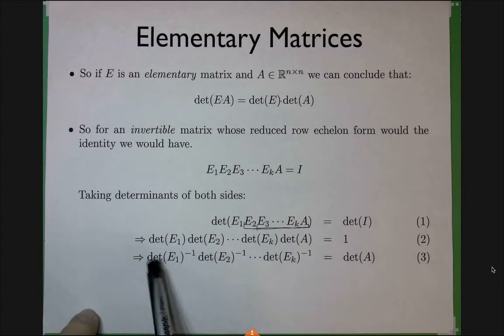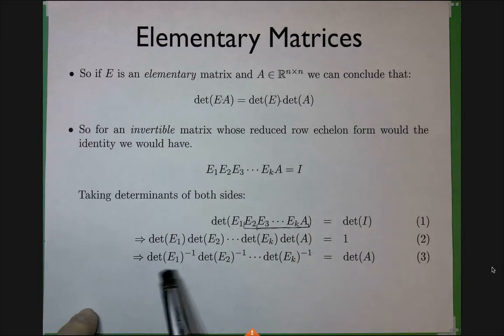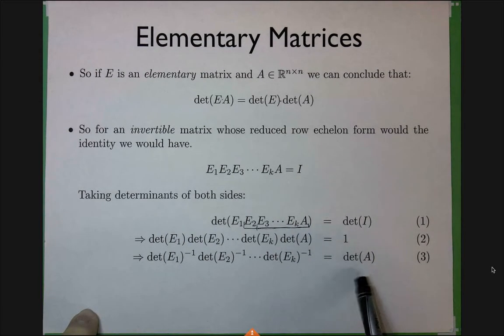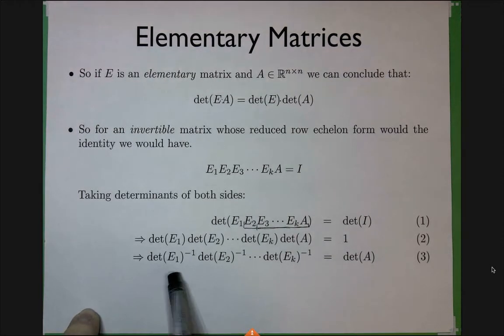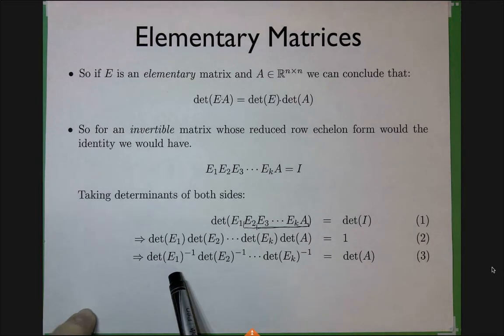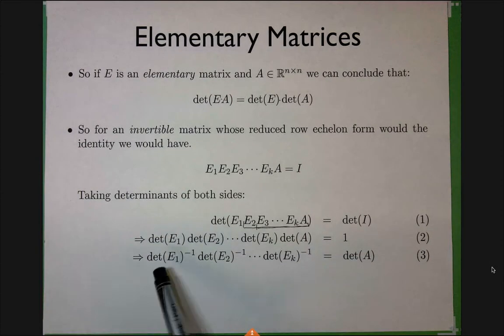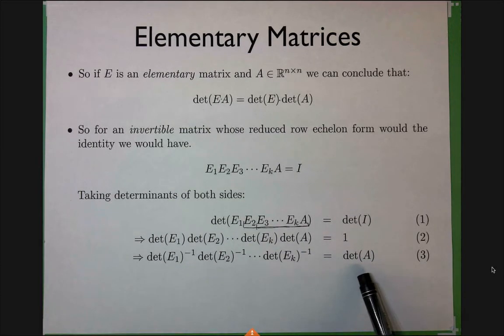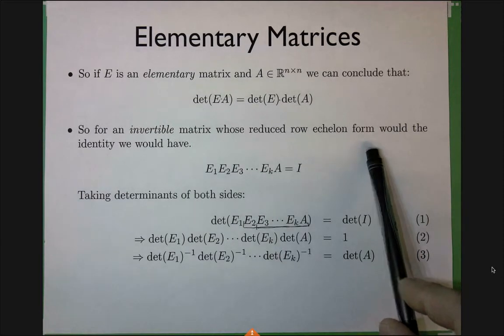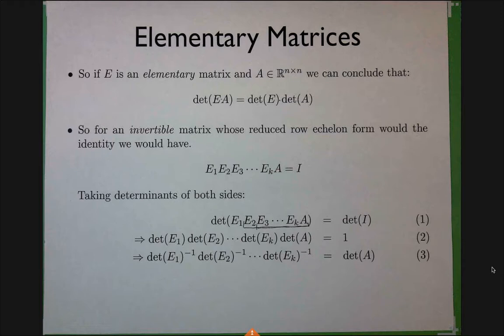And then because the elementary matrices are invertible, I can invert this whole thing, and I see that the determinant of A is just the product of the inverses of the determinants of the elementary row transformations. So this tells me how I can compute the determinant of an invertible matrix. That's actually quite a useful thing. The determinants of the elementary matrices I know, so all I need is to reduce the matrix to a reduced row echelon form, get these transformation matrices, find their determinants, and I'm done. This is one practical way to compute the determinant.